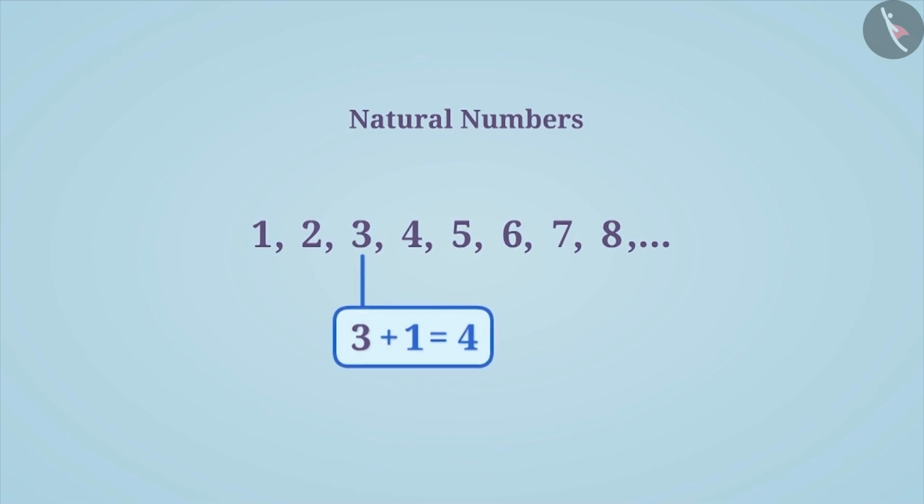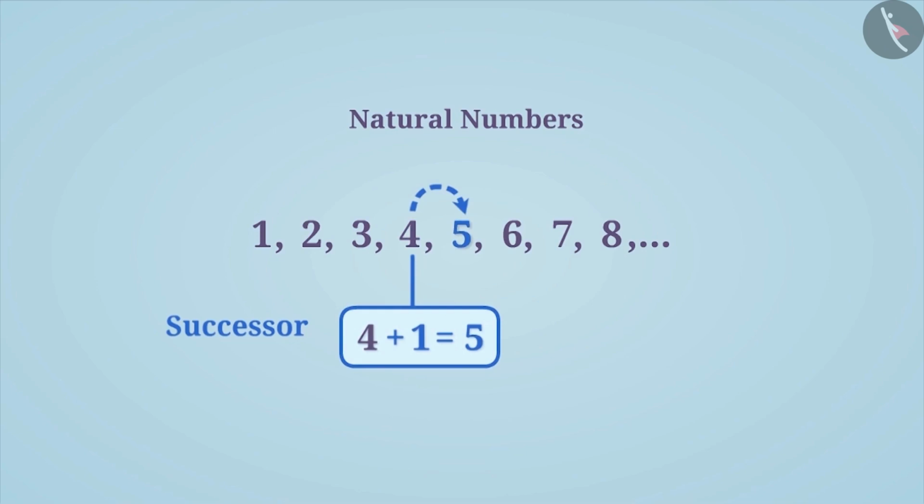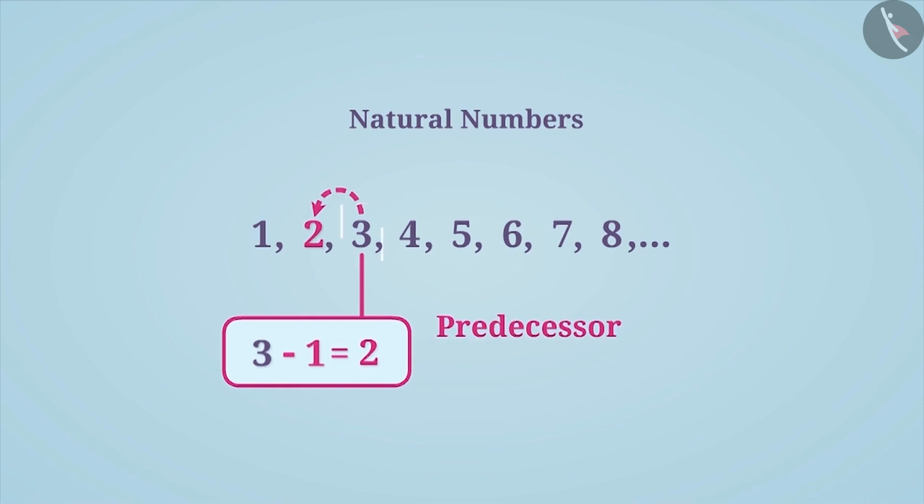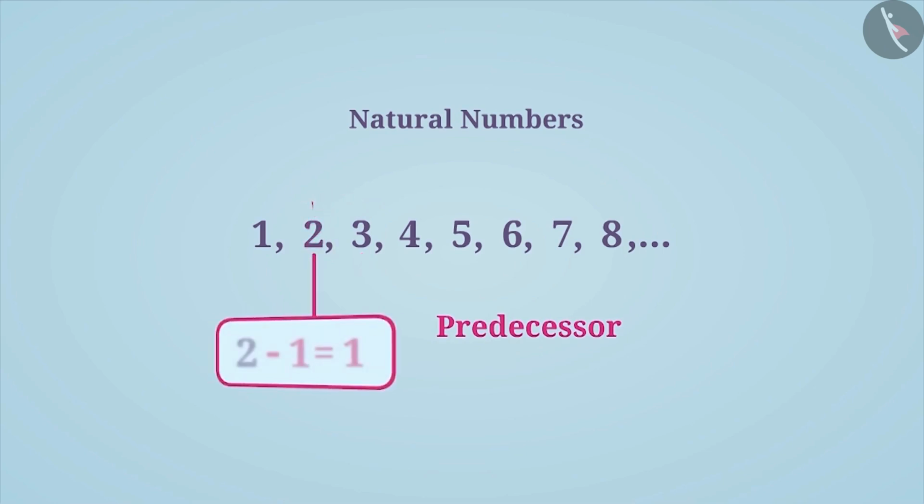If 1 is added to a natural number, then we get the natural number which is next to it. This number is called its successor. For example, successor of 3 is 4 and successor of 4 is 5. But if 1 is subtracted from any natural number, then we get the natural number which comes before it, which is called its predecessor. For example, predecessor of 3 is 2 and predecessor of 2 is 1.